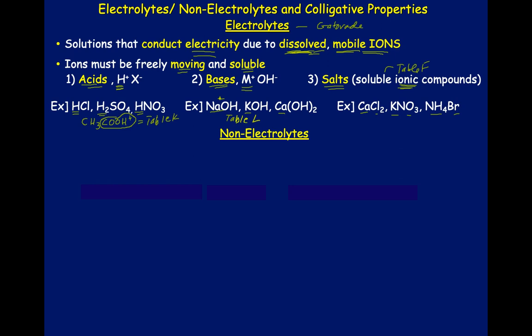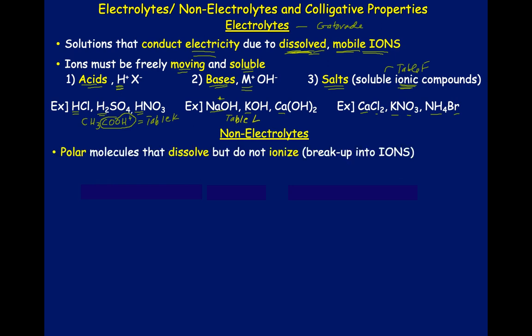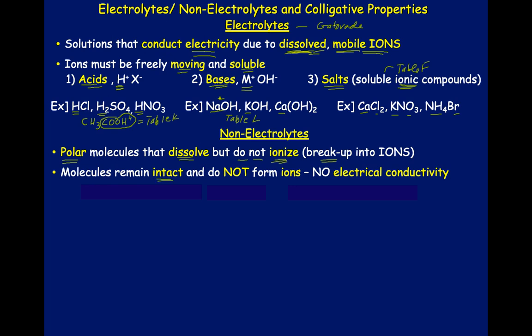Okay, some non-electrolytes. Now non-electrolytes are similar to electrolytes in the fact that they must dissolve. All right, so considering they must dissolve, they're going to be polar molecules that dissolve. So they have very similar polarity to water, but they do not ionize, or they do not break up into ions. Their molecules remain intact. Okay, so molecules remain intact. They do not form ions. Okay, and there is no electrical conductivity, hence the name non-electrolyte. I guess they couldn't come up with a better name for a non-electrolyte, so they just called it a non-electrolyte.